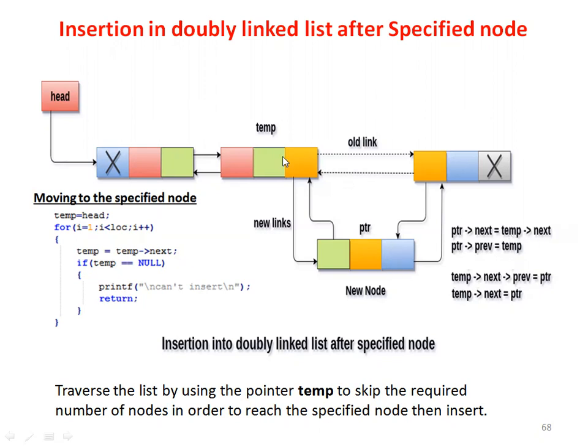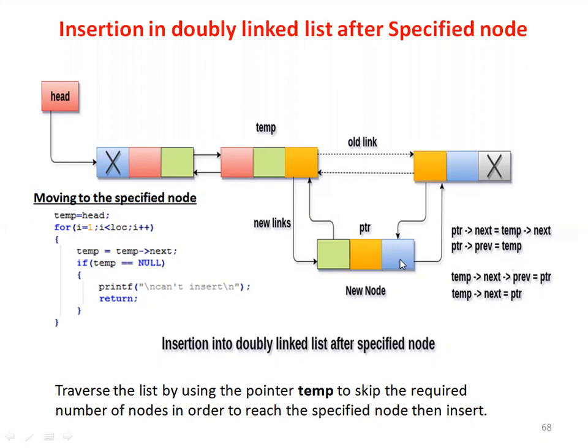Now temp is pointing to this node. temp->next means it was originally pointing to this node, that means temp->next contains the address of this node. So we want to store this node's address here in this field, and that is done here: ptr->next = temp->next. This way we can assign this node's address here in this field.